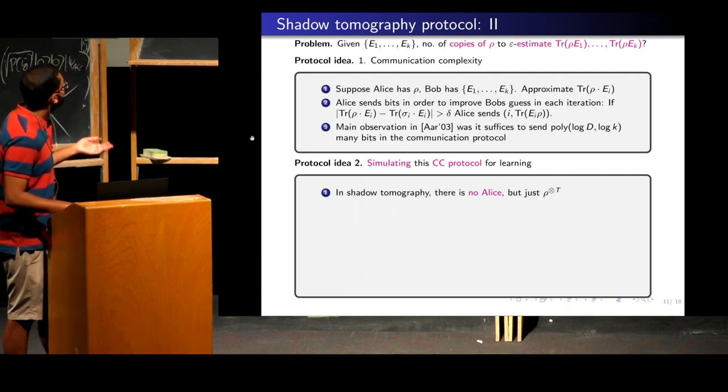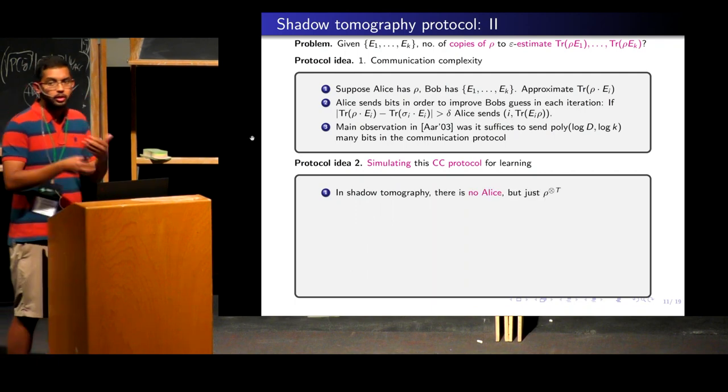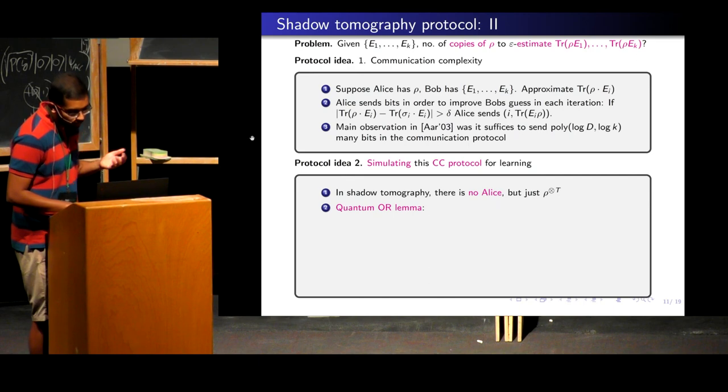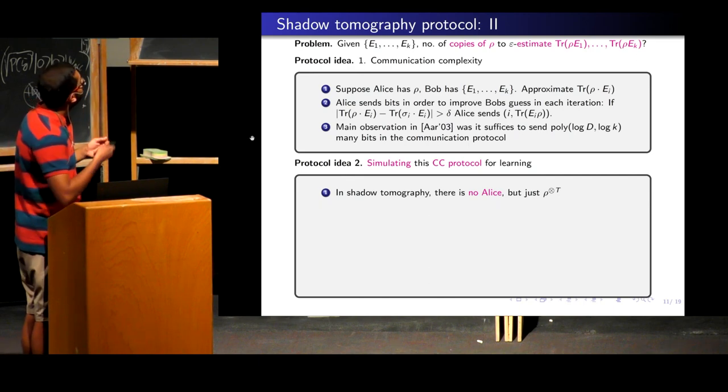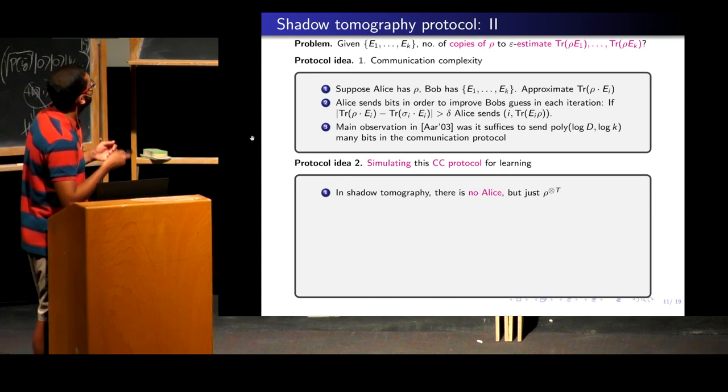Recall that in shadow tomography, there is no Alice, but you're just given copies of this unknown quantum state rho, and you have E1 to EK, and your goal is to estimate trace of rho E1 to trace of rho EK, where these are arbitrary.